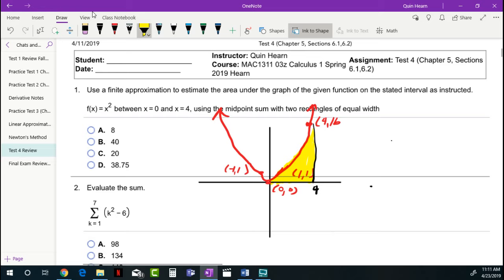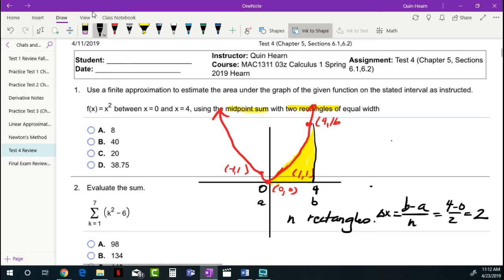And the instructions tell us to use a midpoint sum with 2 rectangles of equal width. All right, so in general, if you have an interval from A to B and you want to divide it into n rectangles, then all you have to do is take B minus A and divide it by n to get the size of the base, which we'll call delta x. And in this case then, 4 minus 0 divided by 2 means each rectangle has a base of size 2. So let's go ahead and indicate that on our graph.